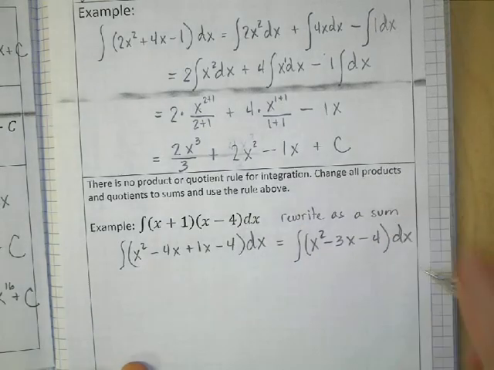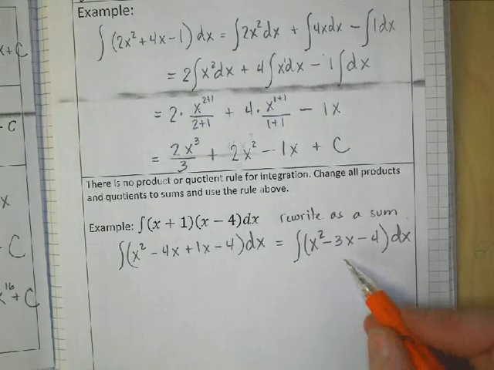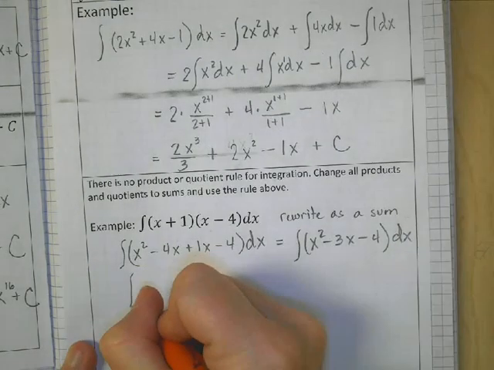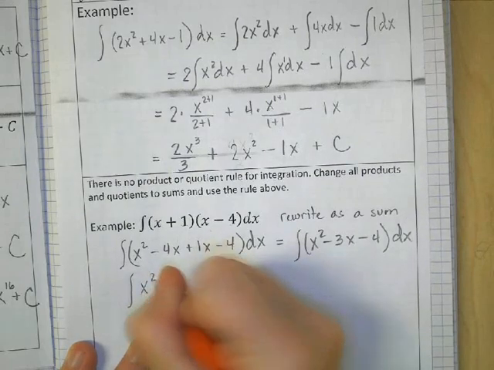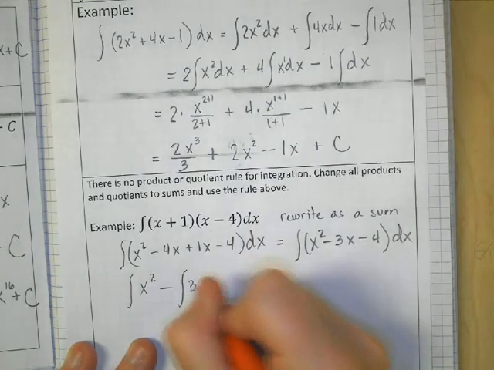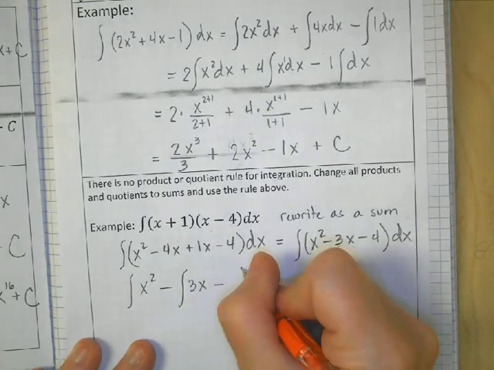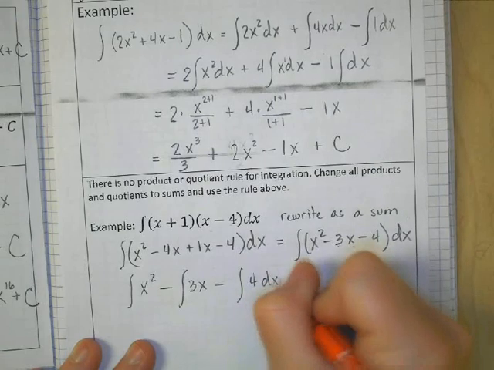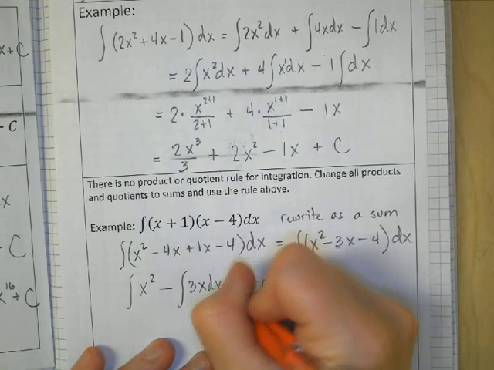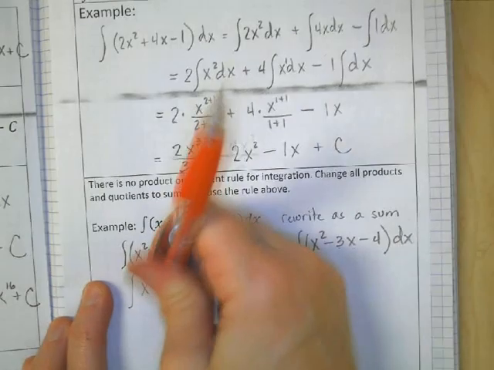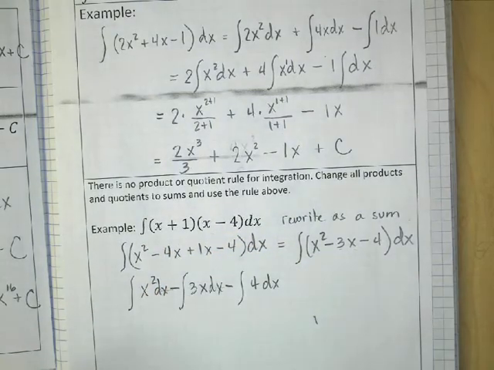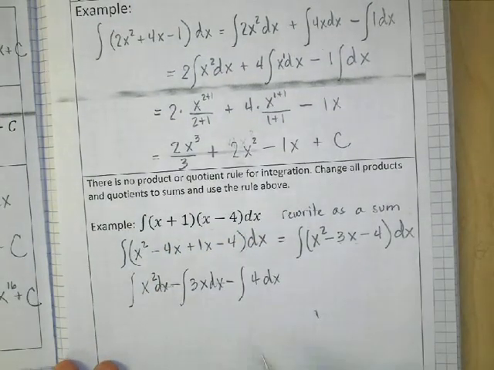Now, just like the previous problem, I can now separate this into 3 integrals. So I'm going to have the integral of x squared minus the integral of 3x minus the integral of 4, and I forgot to write my dx's. Let me move this over. Dx. Forgot to write my dx. Okay, like that. And then I'm going to go ahead and integrate this.